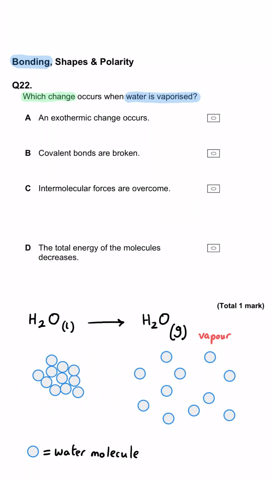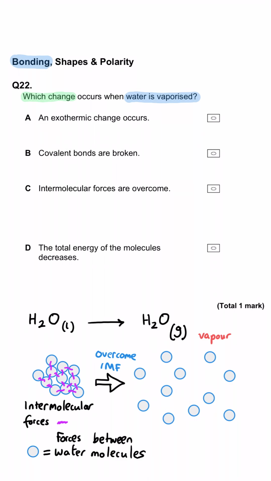In order to do that, you need to break the forces that are between these molecules, and these are called intermolecular forces. These need to be overcome by being provided with energy. So that means that C is going to be the correct answer.